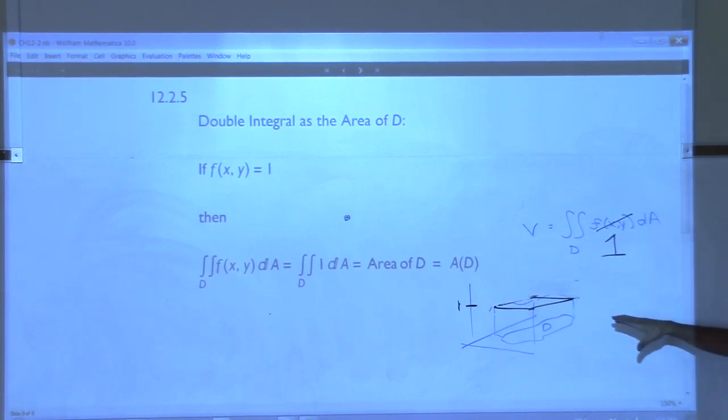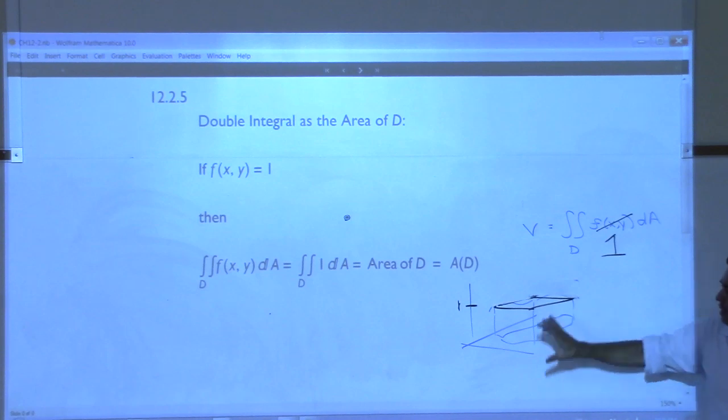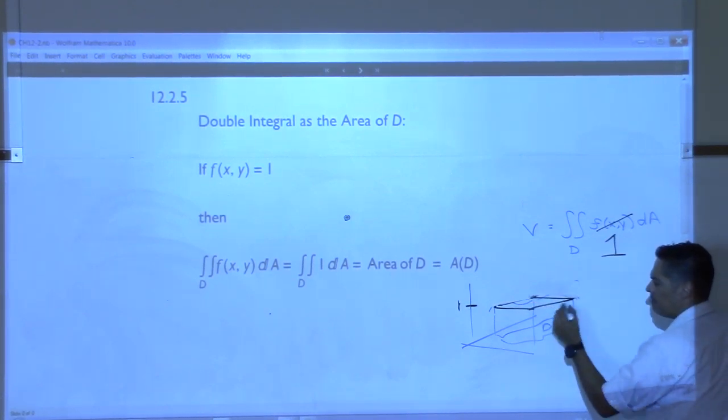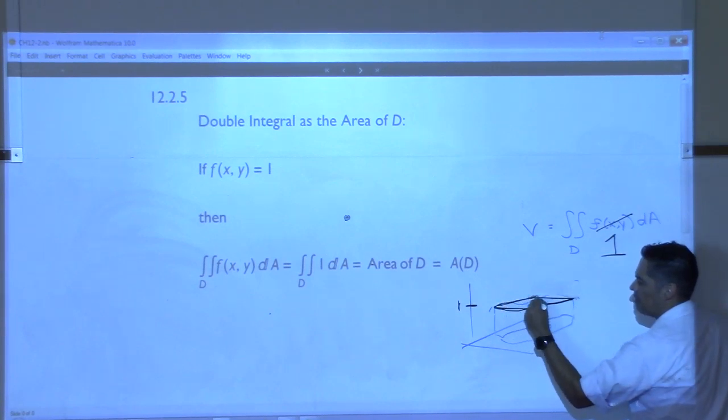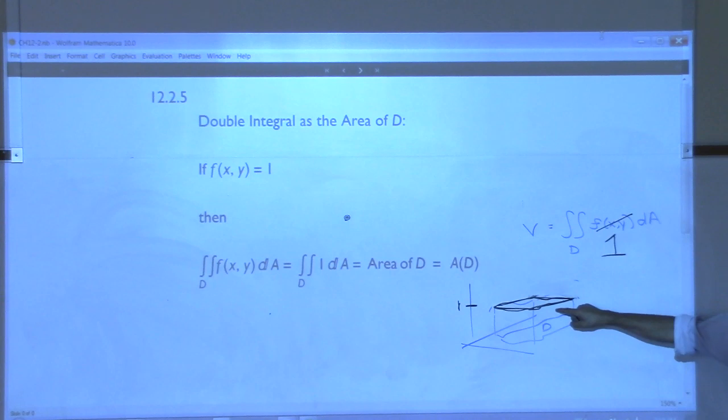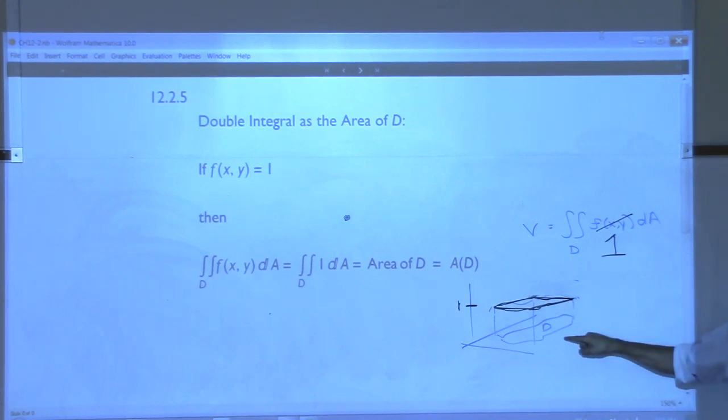Okay, so can you visualize that? It's just a flat surface, unit one, so flat plane, 1 unit high. Then the volume, okay, I shouldn't make this necessarily a rectangle. Wouldn't the volume of this thing be equivalent to the area of D? Yes. Shouldn't it? Yes.